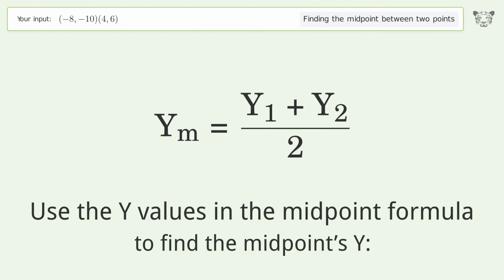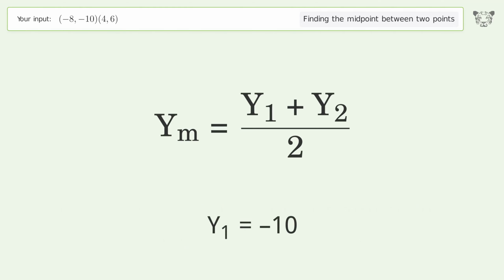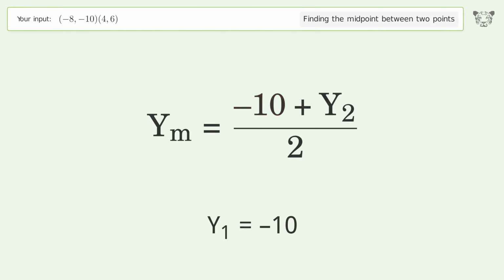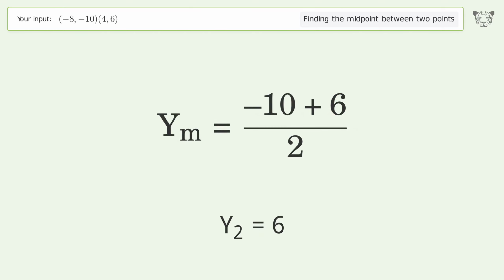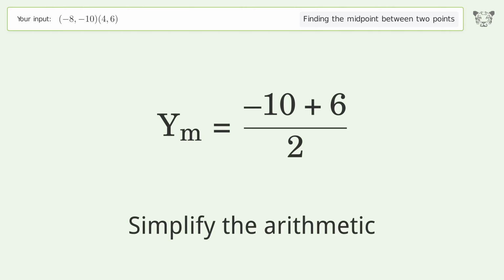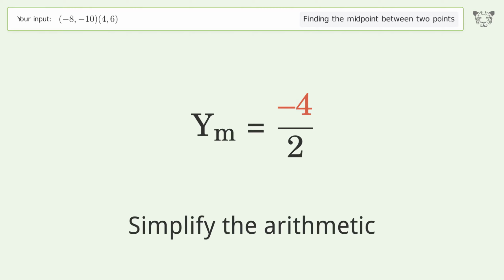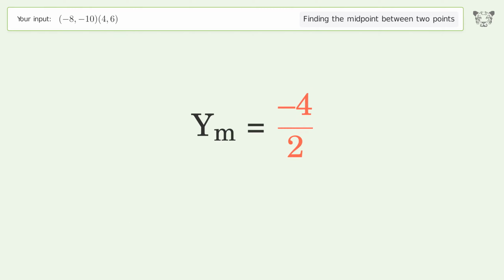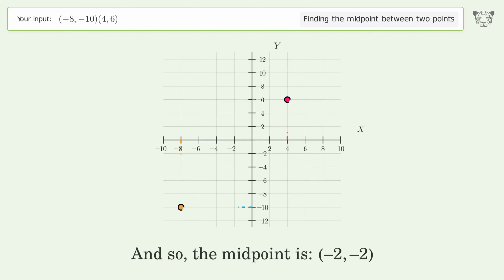Use the y values in the midpoint formula to find the midpoint's y. y1 equals -10. y2 equals 6. Simplify the arithmetic. And so, the midpoint is -2, -2.